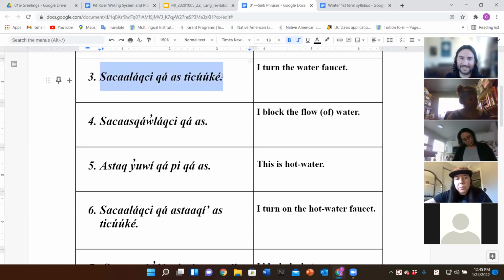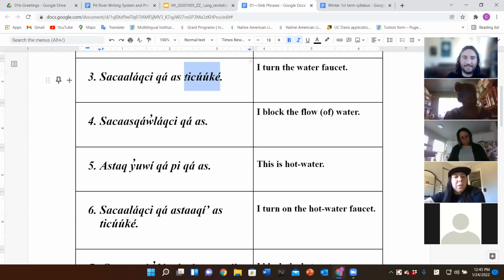All right, Tuea, you want to give that a try? Sajalakji. Kaas. Dejuke. Okay, first word, awesome. So kaas. Dejuke. Dejuke. There you go. Dejuke.